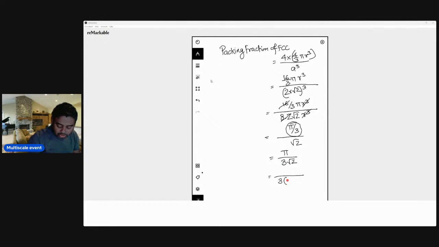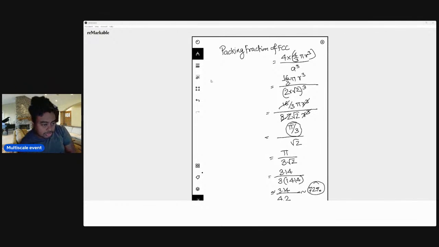This is 3.14 and root 2 is 1.414. So we are talking about somewhere around 3.14 divided by 4.2. On doing further calculations, this will be around 72%. And that's pretty much clear because if you take 3/4 of 4.2, that's around 2.1 plus 1.05, around 3.15, which is 0.01 bigger than the pi number in the numerator, and that number comes to be about 72%.